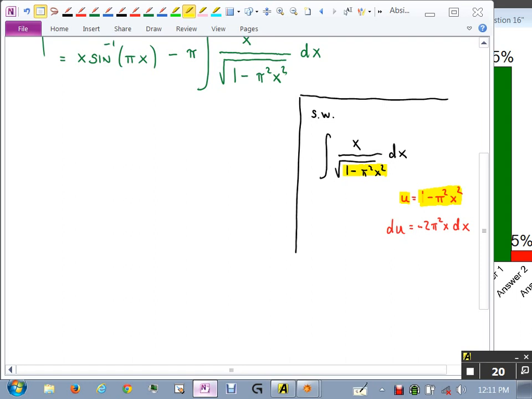Therefore, I know I'm going to be able to replace everything underneath the root with my u, right? That's going to be replaced with u. I want to make sure everyone is clear here that we are going to try and replace x dx. I have x dx right here, but I need to isolate it. So I'm isolating x dx, which would give me 1 over 2 pi squared, I need to make it negative, right? du would be equal to x dx.